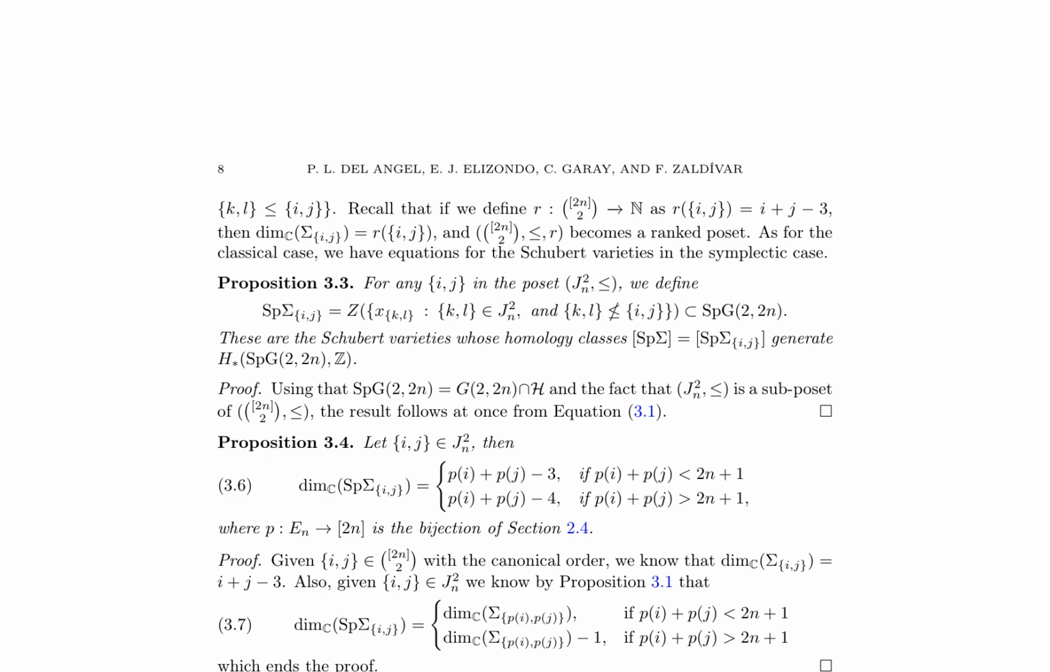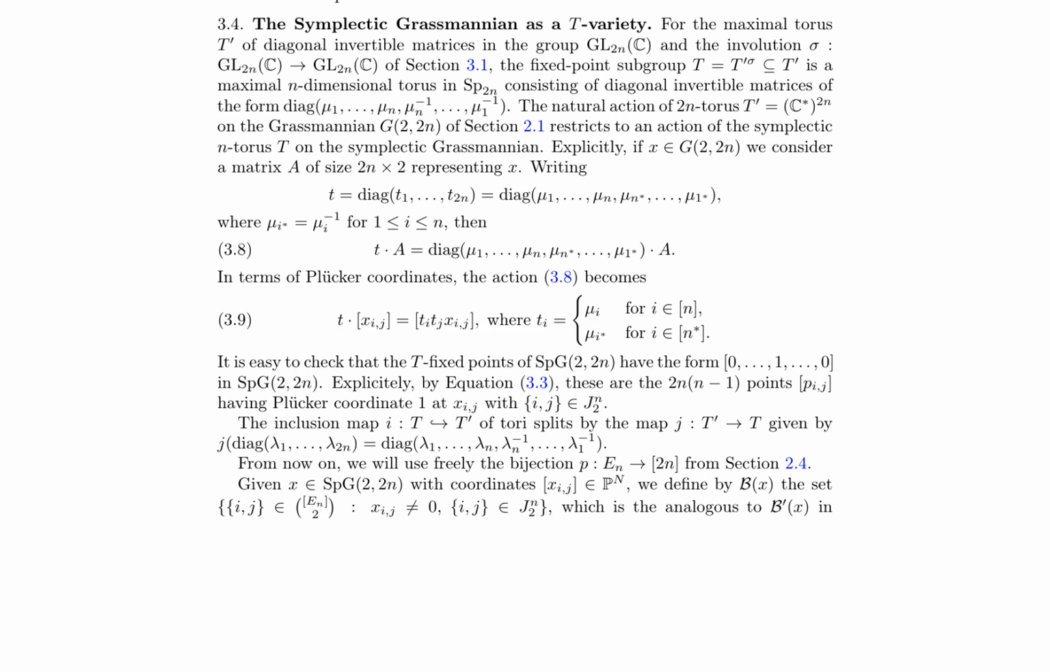The dimension of the Schubert varieties is given by Proposition 3.4, which states that the dimension of SP sigma(i, j) is equal to p(i) plus p(j) minus 3 if p(i) plus p(j) is less than 2n plus 1, and p(i) plus p(j) minus 4 otherwise.